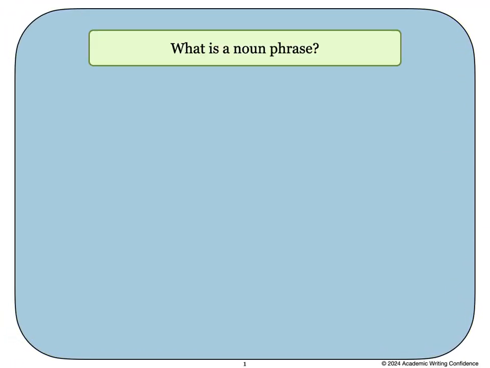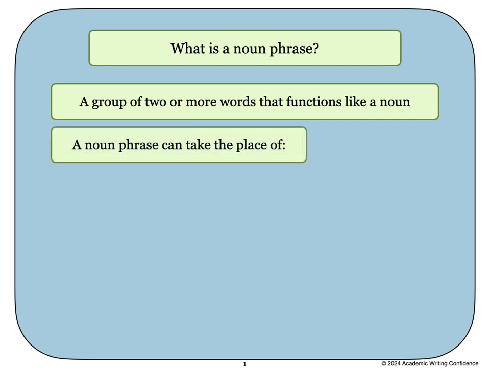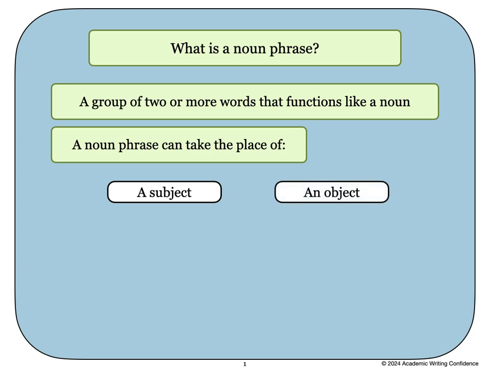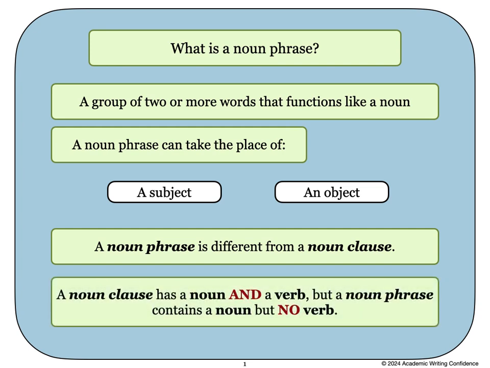So, what is a noun phrase? A noun phrase is a group of two or more words that functions like a noun. A noun phrase can take the place of a subject or an object of the sentence. A noun phrase is different from a noun clause. A noun clause has a noun and a verb, but a noun phrase contains a noun but no verb. I have another video about noun clauses that you might want to watch after this video.